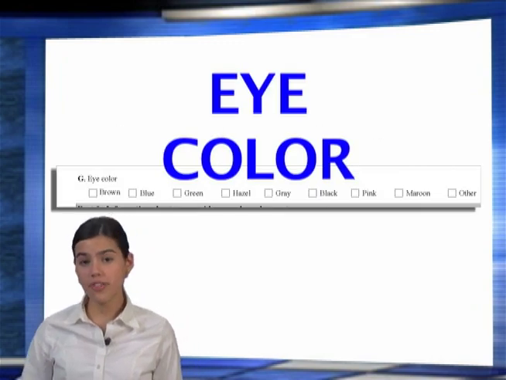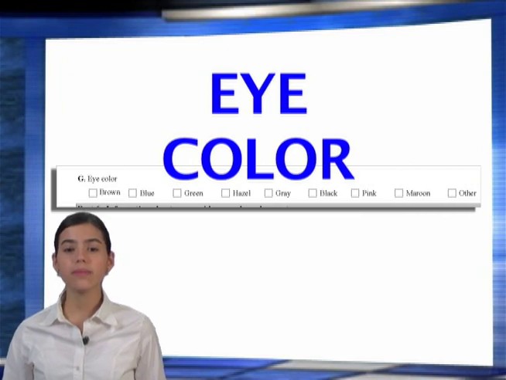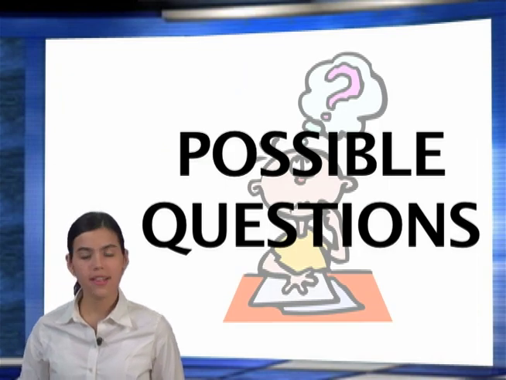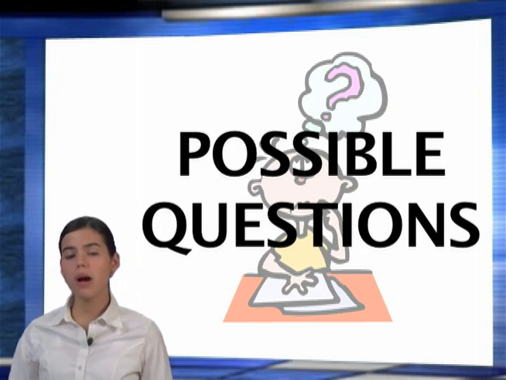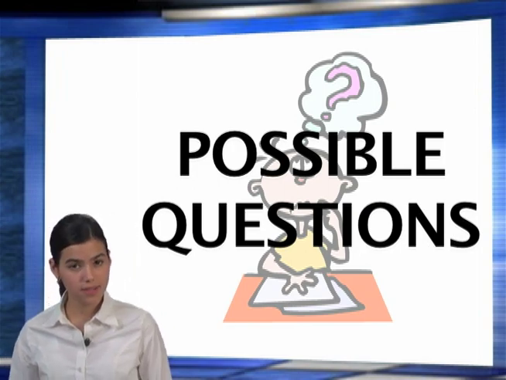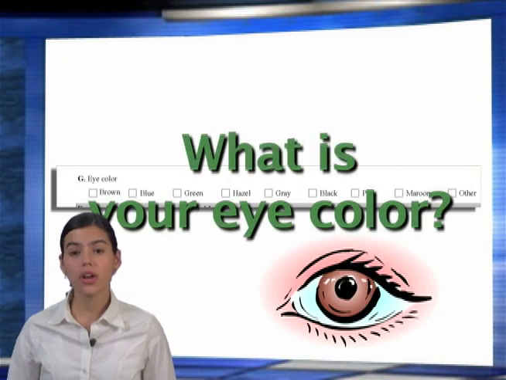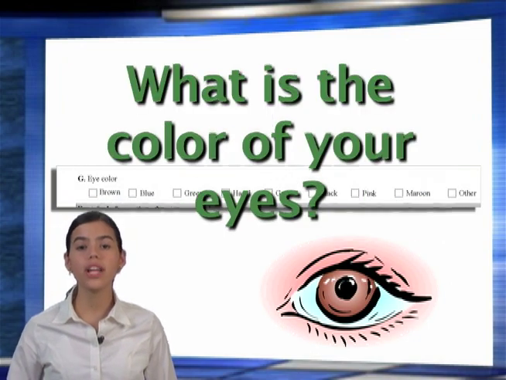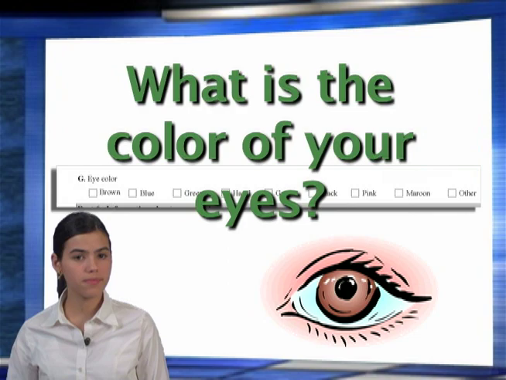In Part 5, Section G, you will be asked about your eye color. Here are some of the possible questions that can be asked of you from Part 5 about the color of your eyes. What is your eye color? What is the color of your eyes?